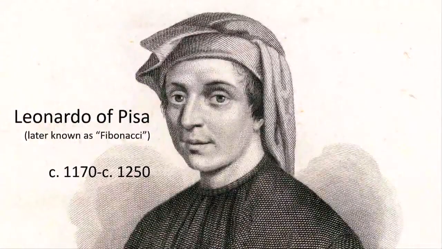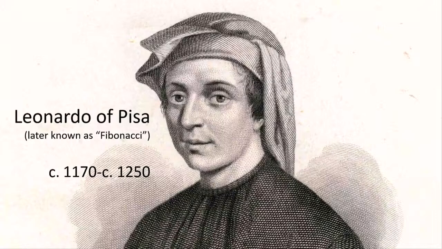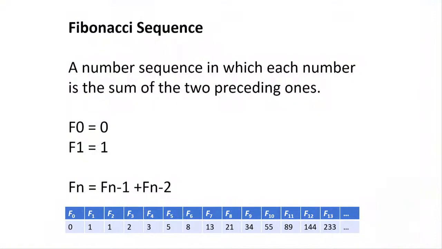But who was Fibonacci? Well, his real name was Leonardo of Pisa, later known as Fibonacci, and he lived back in the 12th and 13th centuries. And a Fibonacci number, or the Fibonacci sequence, is a sequence in which each number is the sum of the two preceding ones. So you start with 0 and 1, and then you add those together to get the next number. So 0 plus 1 is 1.